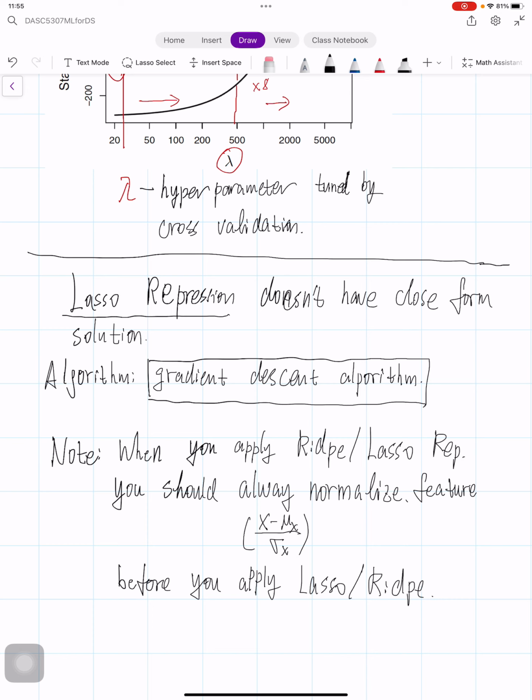Okay, I think this lecture gives the introduction of lasso and ridge regression. Thank you.